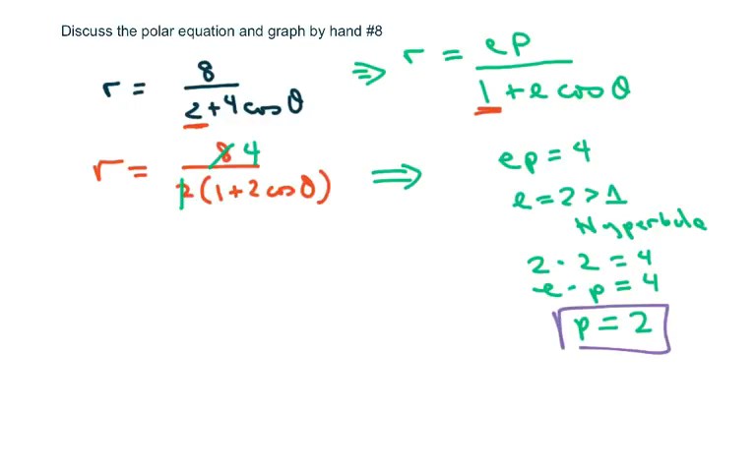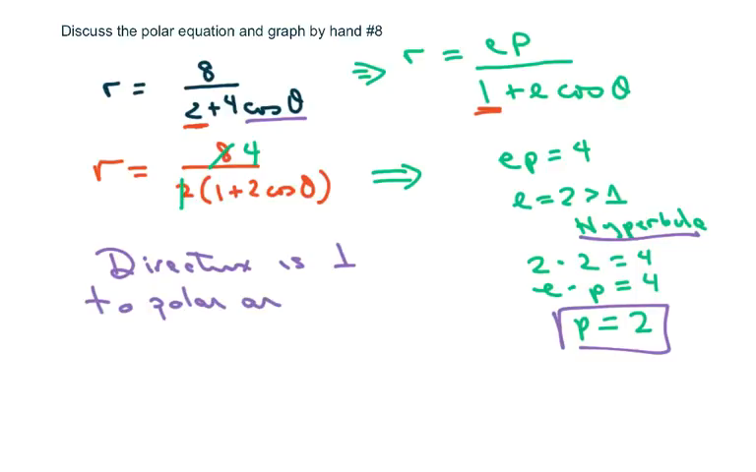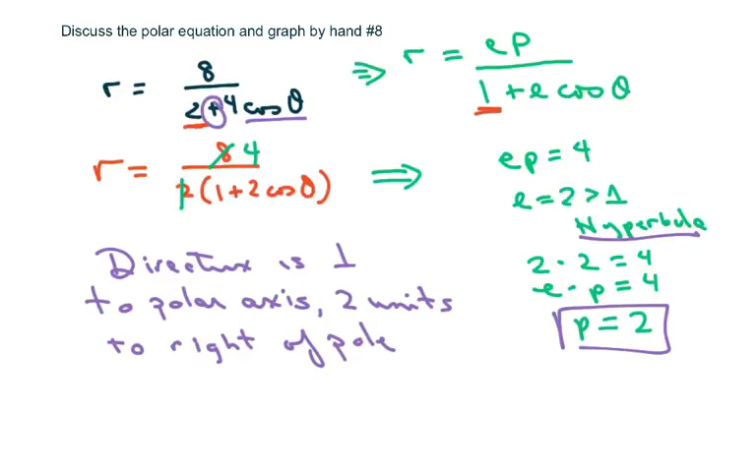So basically, since it's cosine and it's a hyperbola here, it means the directrix is perpendicular to the polar axis, and it is 2 units to the right of the pole. And again, it's to the right because it's positive, and it's left and right because it's cosine. So if this was sine, it would be above or below.